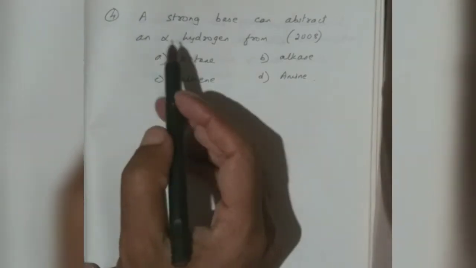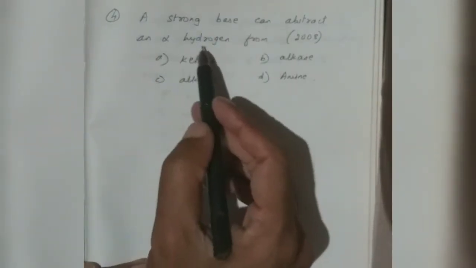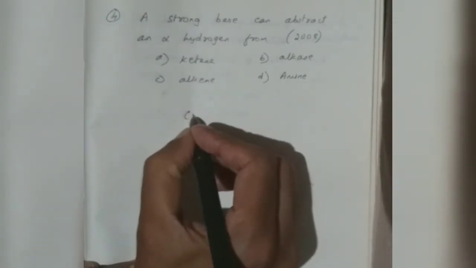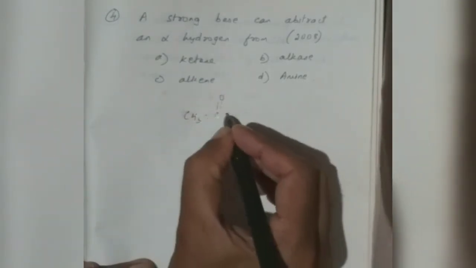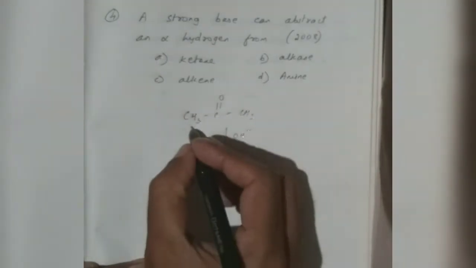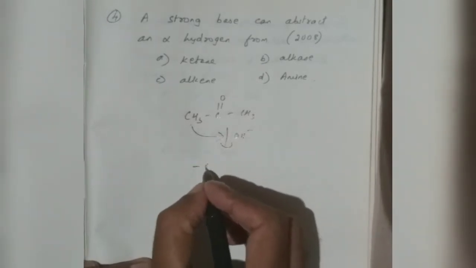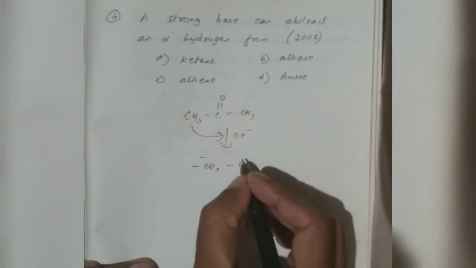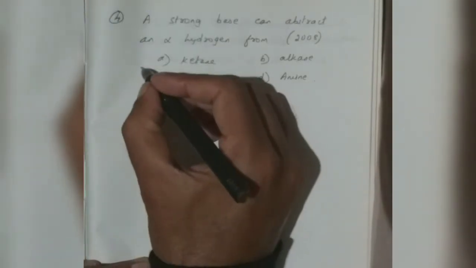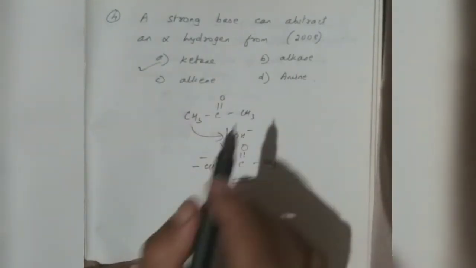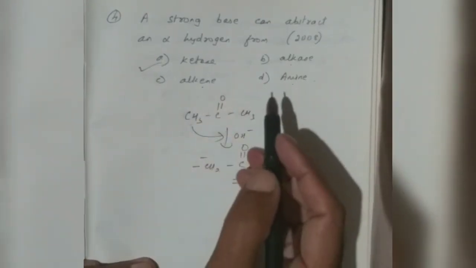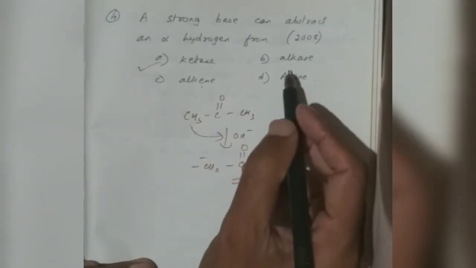The next question: a strong base can abstract an alpha hydrogen from. In general, take the ketone CH3, C double bond O, CH3. When it is treated with a base, it will pull out an alpha hydrogen, and we get CH2 minus, C double bond O, and CH3. So directly you can give option A, ketone. Even in alkane, amine and alkene, the base can also abstract the alpha hydrogen.